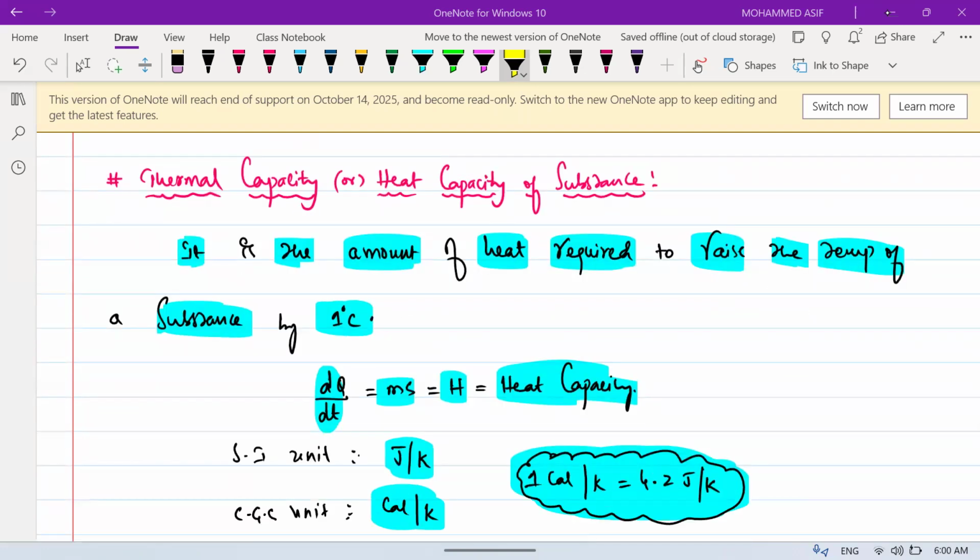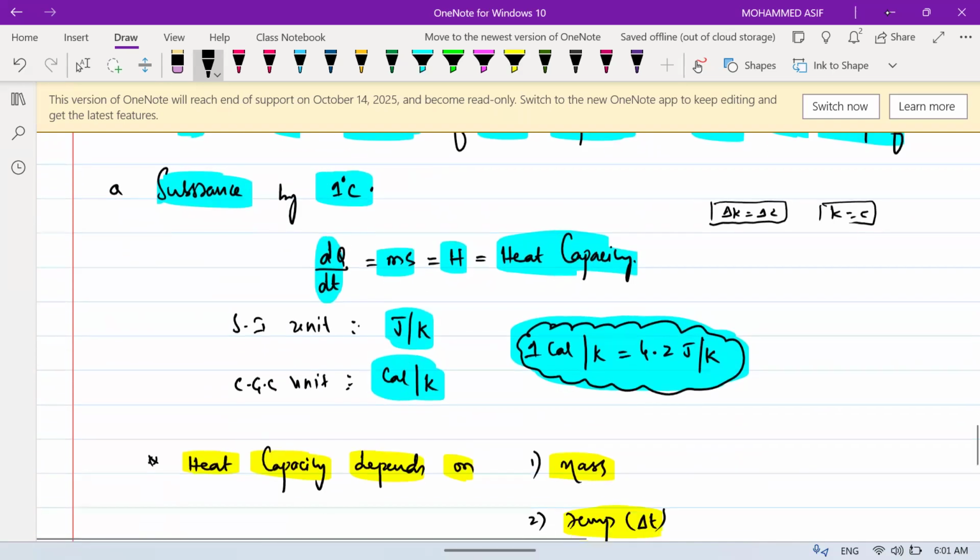Next one is thermal capacity or heat capacity of a substance. What is the thermal capacity? It is the amount of heat required to raise the temperature of that substance by 1 degree Celsius. 1 degree Celsius is very small, so delta K will be taken equal to delta C. Whenever I write K equals C, it should be understood that the temperature difference is very small, or even if it is larger, the number of divisions is the same, so K can also be represented by C.